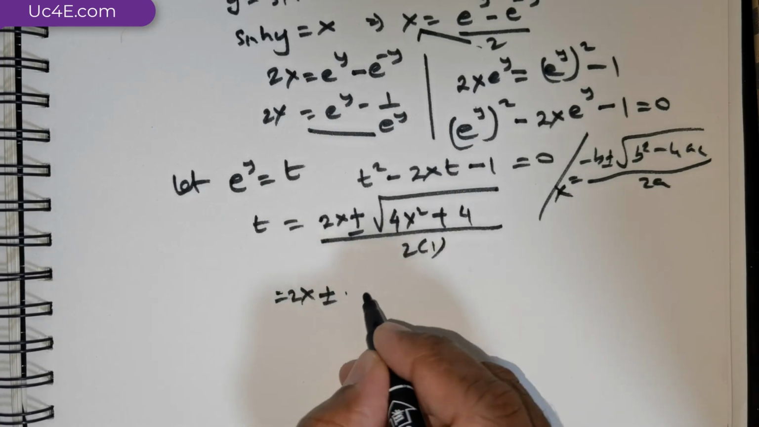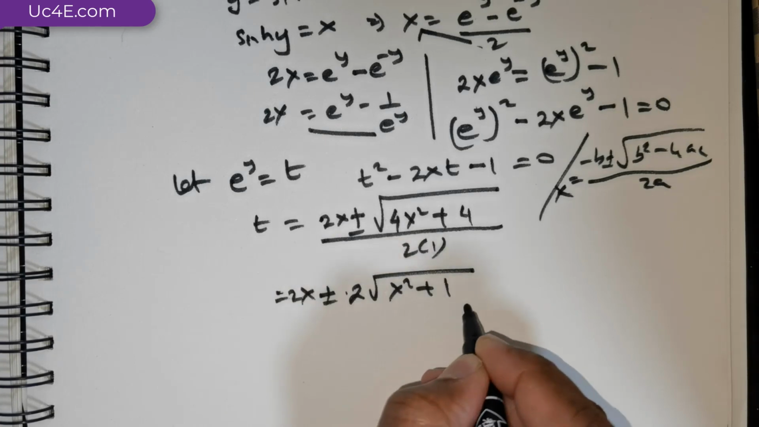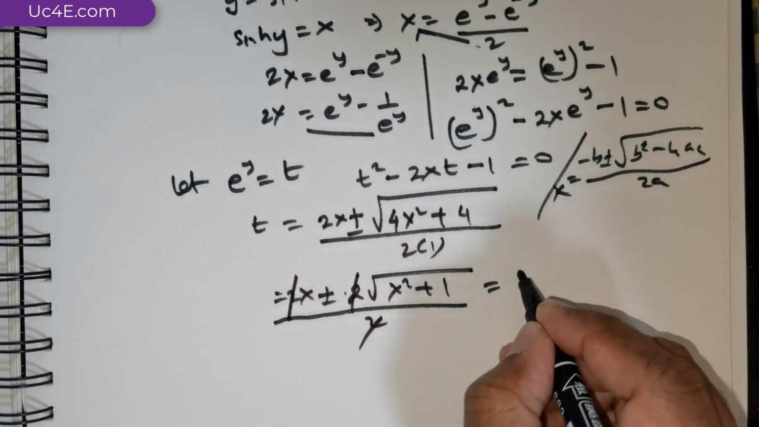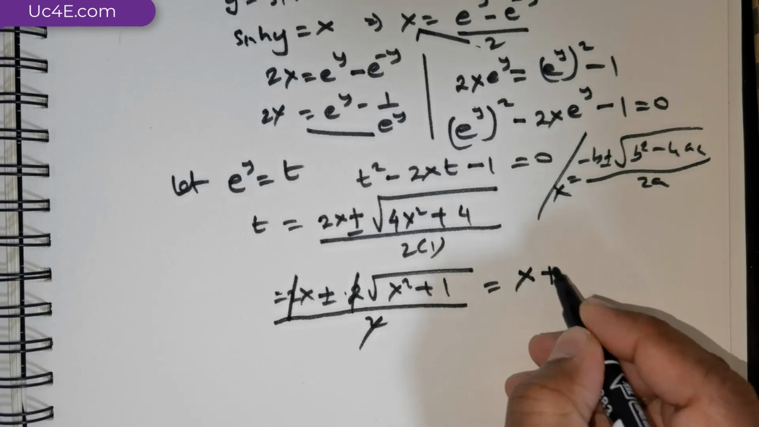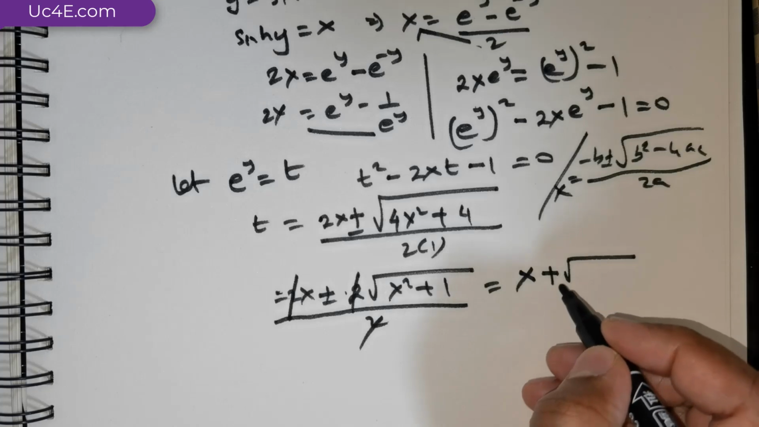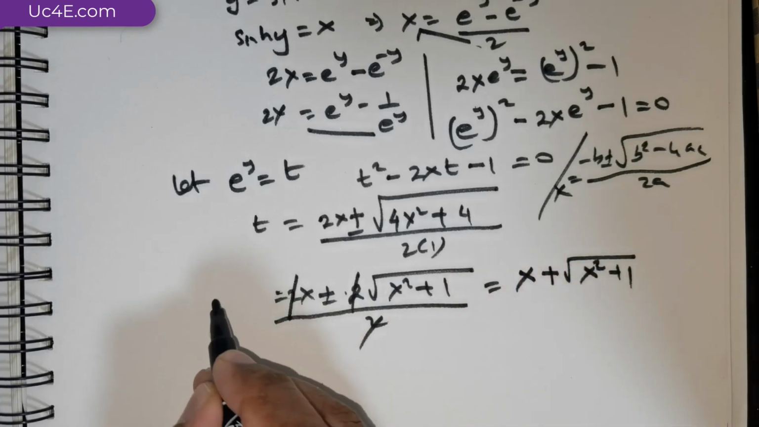Now 4 can be taken out, right? If 4 comes out it becomes 2. This is nothing but x squared plus 1 divided by 2. So this 2, this 2, this 2 can be cancelled, giving me x plus root of, I'm going to consider a positive value alone. So this is going to be x plus root of x squared plus 1. This is equal to t.